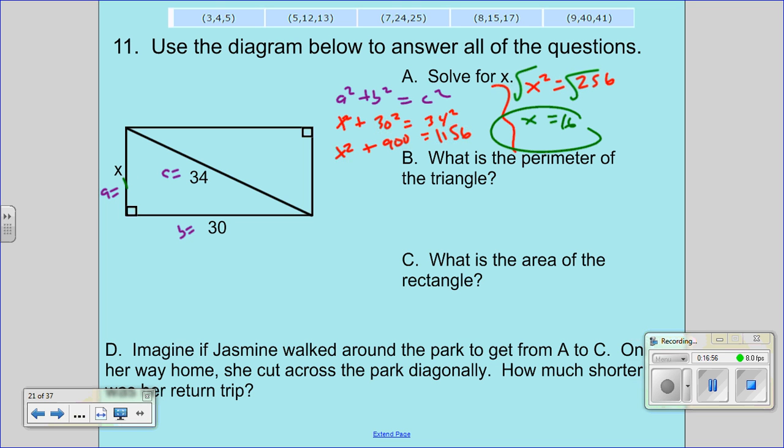And if you want, you can add it to the picture. B wants to know the perimeter of the triangle. So perimeter means add up all the sides. So that's 16 plus 30 plus 34. 16 plus 34 is going to give me 50. So 80 in total.